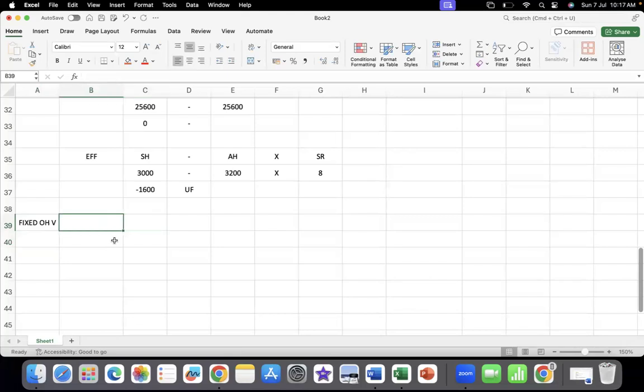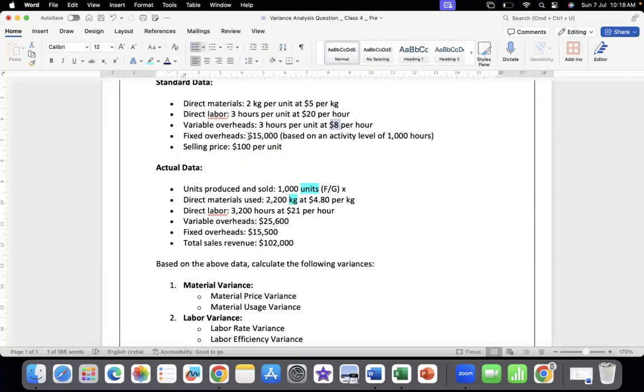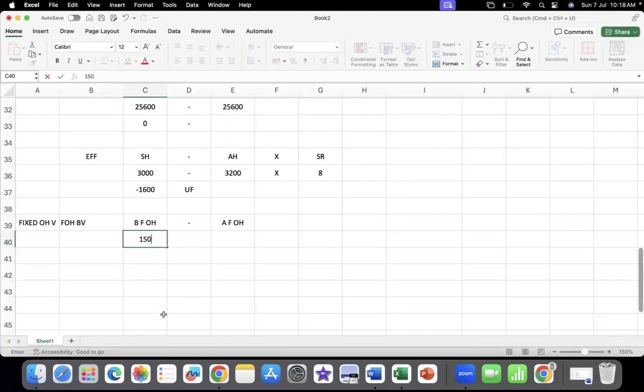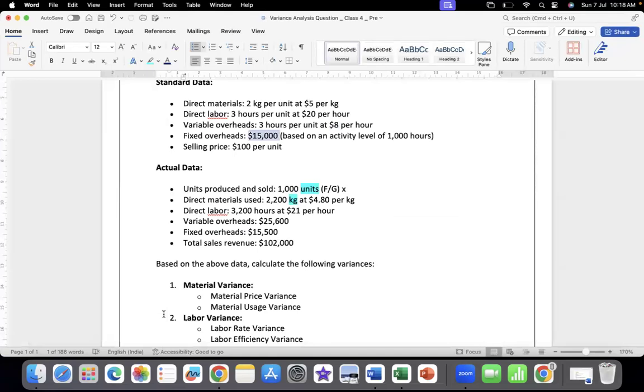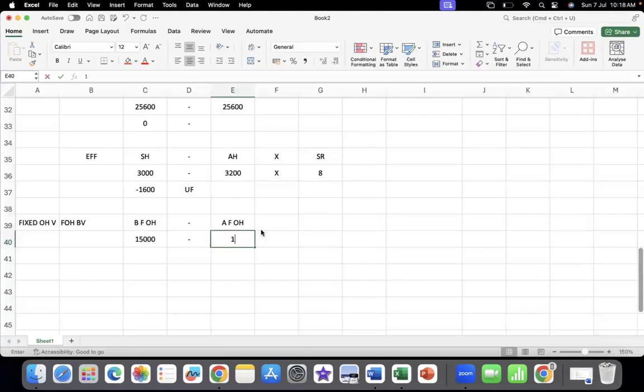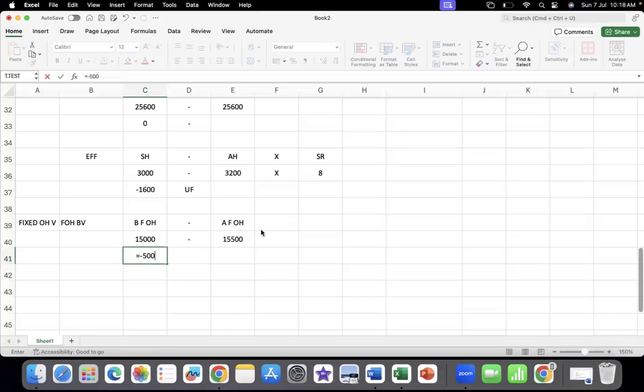So instead of using the word standard for the fixed overhead variances, we always use a word which is called as budgeted. The first one is the fixed overhead budgeted variance, which says we need the budgeted fixed overheads and the actual fixed overheads. Do you have the budgeted fixed overheads? Yes, which is 15,000. Do we have the actual fixed overheads? Yes. So the difference is again unfavorable of 500.